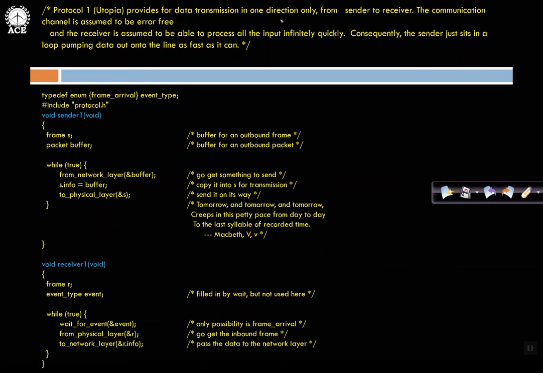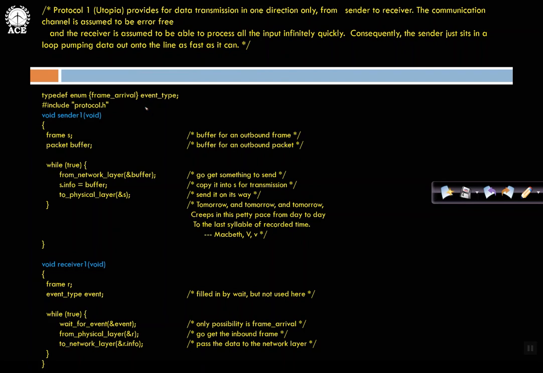It provides for data transmission in one direction from sender to receiver. The communication channel is assumed to be error free, and the receiver is assumed to be able to process all the input infinitely quickly. No delay. Consequently, the sender just sits in a loop pumping data out onto the line as fast as it can.